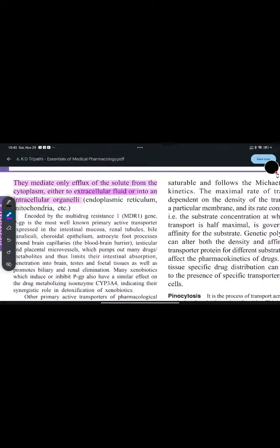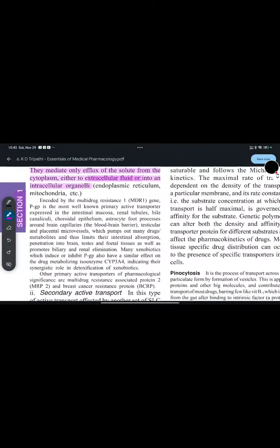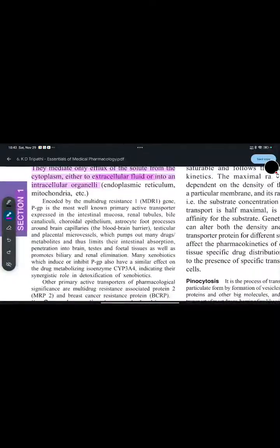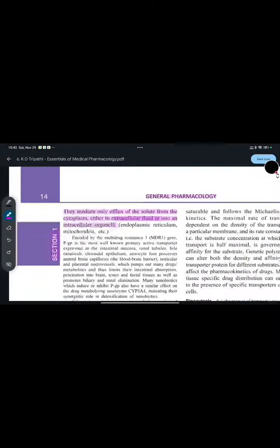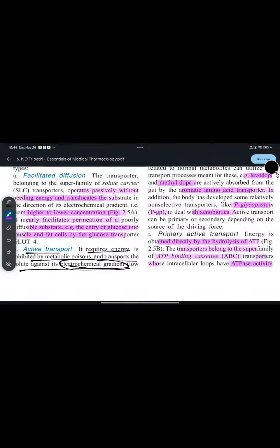Sorry for the inconvenience. Let's start again. Encoded by the multidrug resistance MDR1 gene: PGP. What is PGP? I told you, PGP is P-glycoprotein.